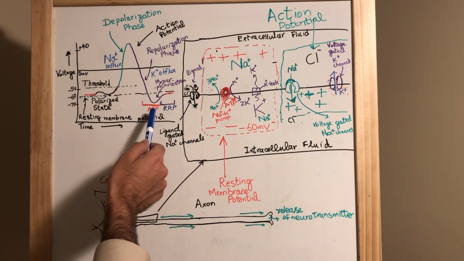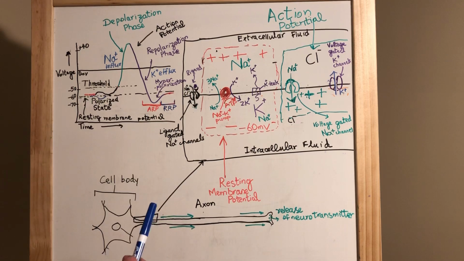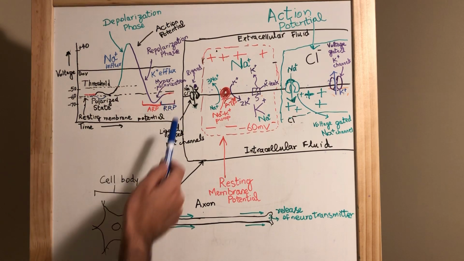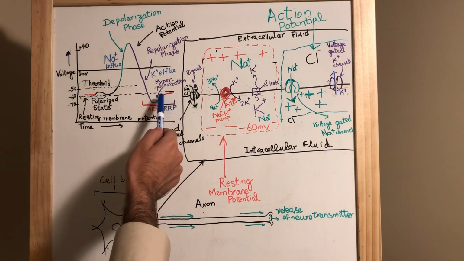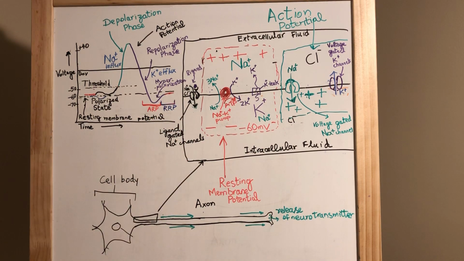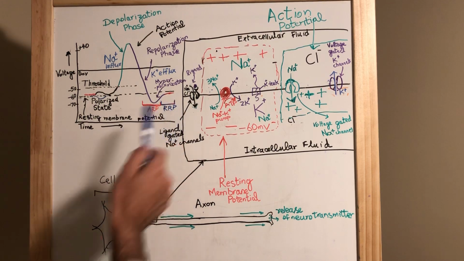During the initial phase, the membrane cannot generate another action potential no matter how strong stimulus is applied. This is called absolute refractory period. During the later phase, the membrane can generate another action potential only if a very strong stimulus is applied. This period of time is called relative refractory period.